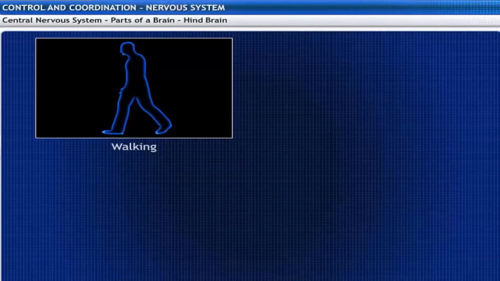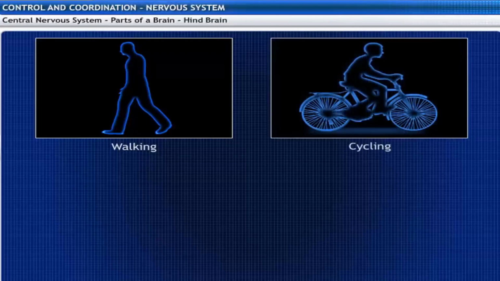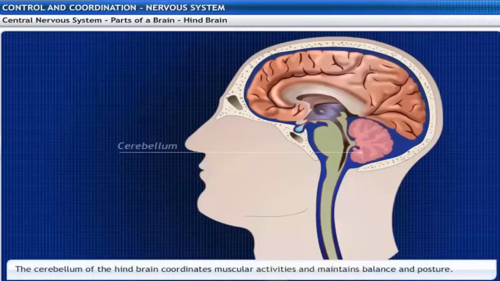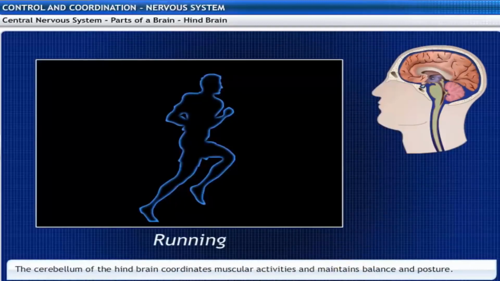Now what about activities like walking in a straight line, riding a bicycle, and picking up a pencil? It is the cerebellum of the hindbrain that coordinates all these muscular activities and maintains balance and posture.